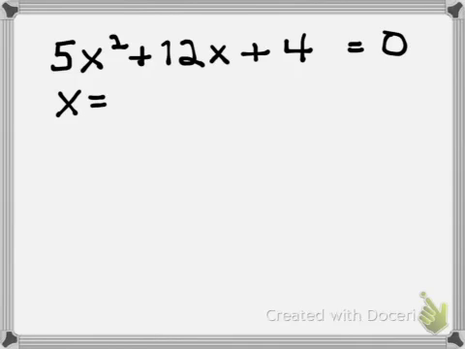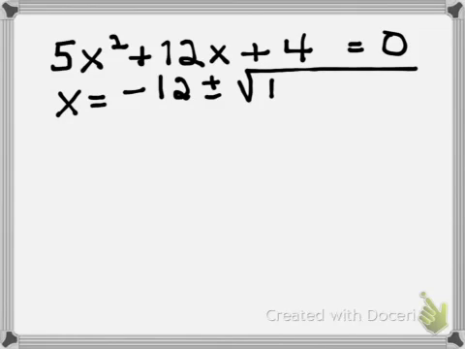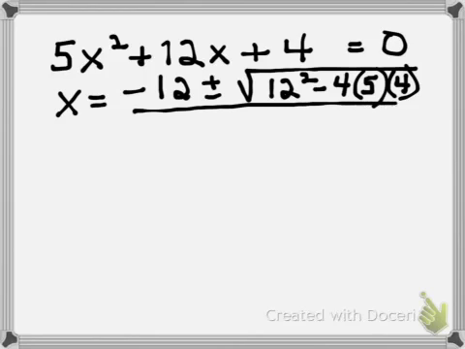X is equal to, A is 5, B is positive 12, C is positive 4. Negative b plus or minus the square root of b squared minus 4 times a times c all over 2a. X is equal to, and always x is equal to. It's the variable. This is a formula. Just don't start with the right-hand side. X is equal to should be there as well.